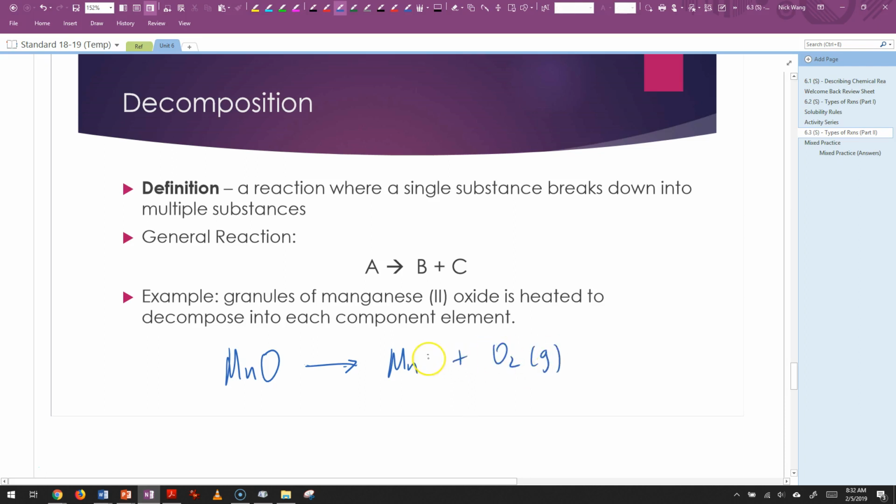That's going to be a gas. This is going to be a solid. It says granules of it, so that's probably a solid. And then at this point you balance it. So to do that real quick, you have a 2, and then you have a 2 here. So again, just the way this problem looks, it should help you know that there's going to be a decomposition reaction because you have one thing, MnO, and that forms two different things, Mn and O2.